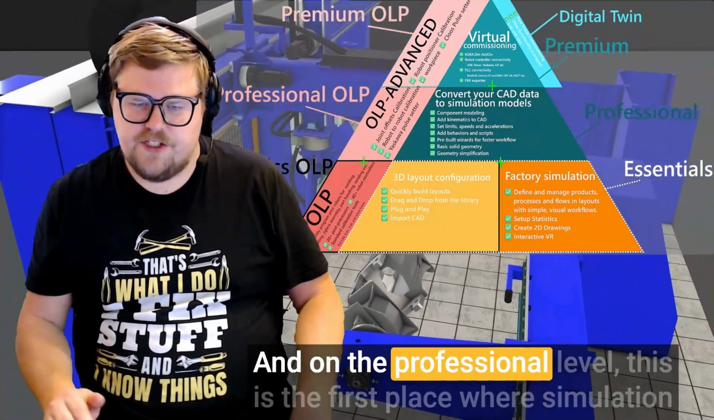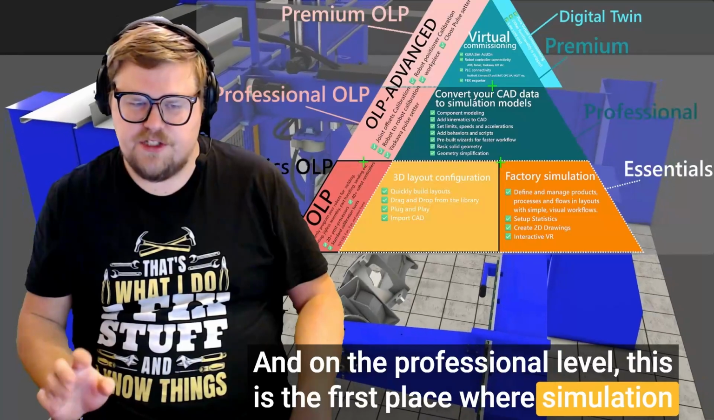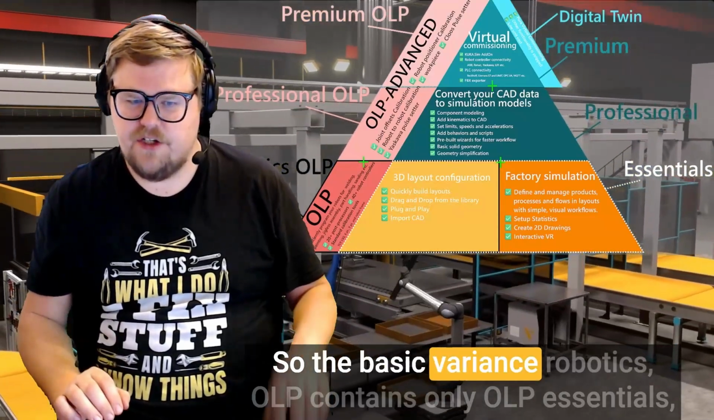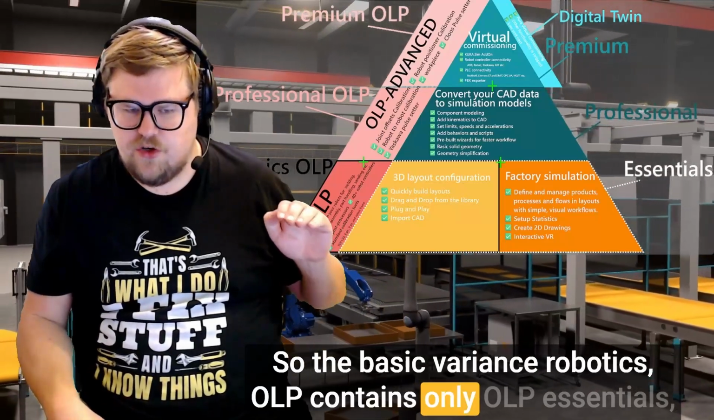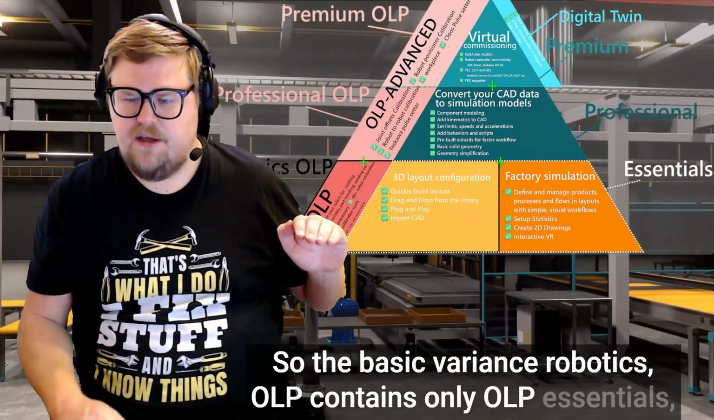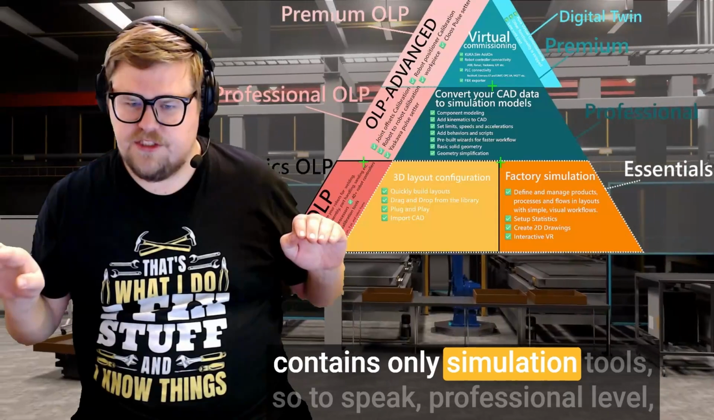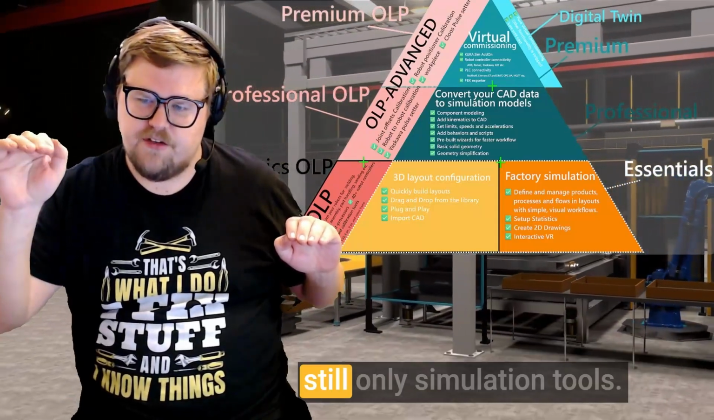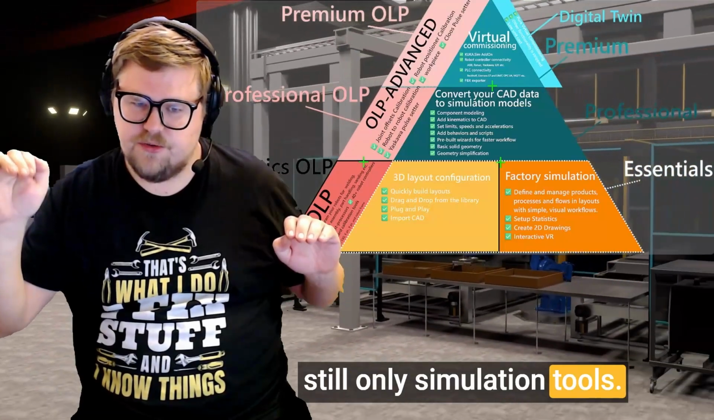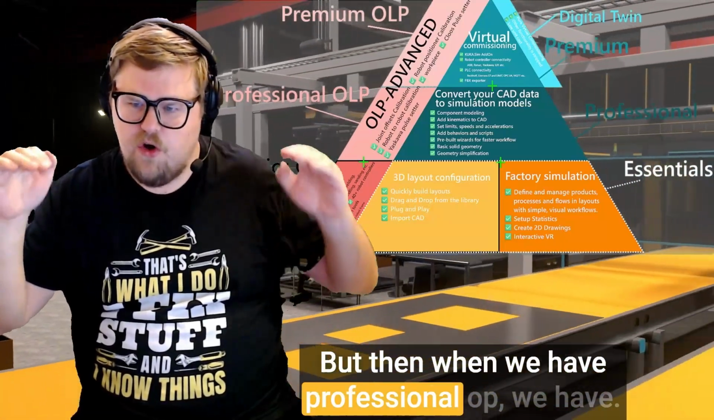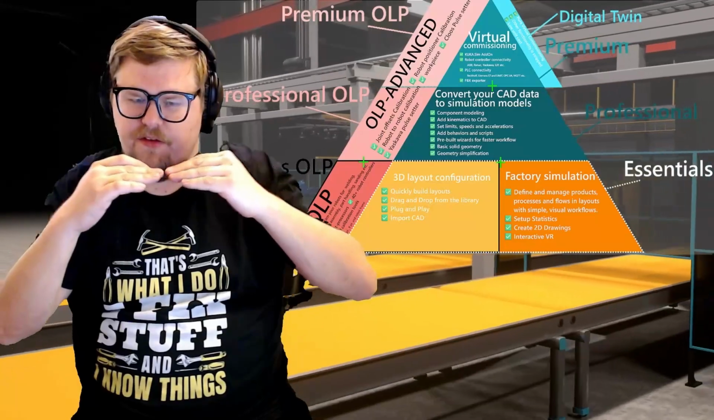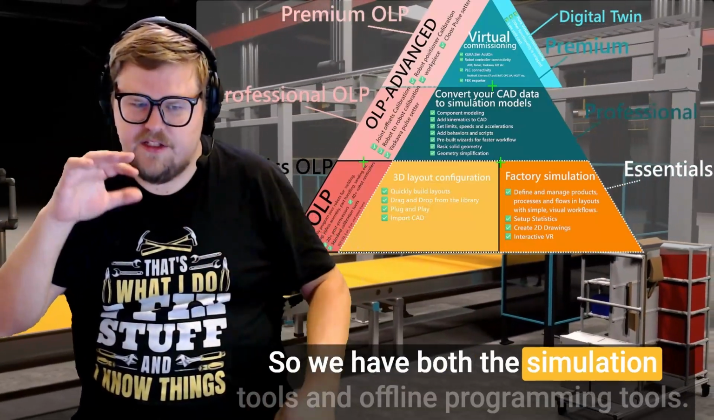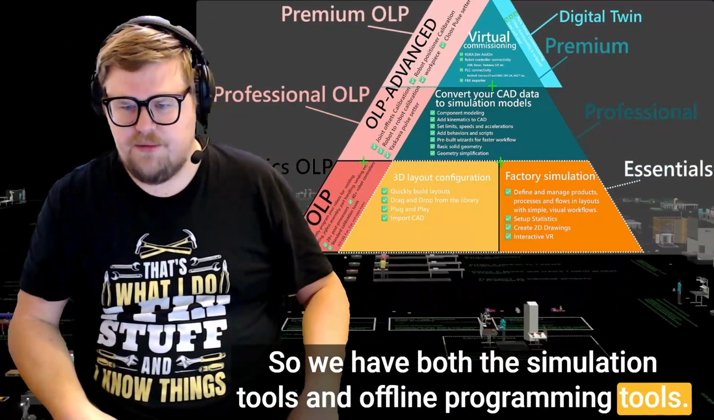And on the Professional level, this is the first place where simulation and offline programming meet. So the basic variants, Robotics OLP contains only OLP. Essentials contains only simulation tools, so to speak. Professional level, still only simulation tools. But then when we have Professional OLP, we have from both worlds for the first time. So we have both the simulation tools and offline programming tools.